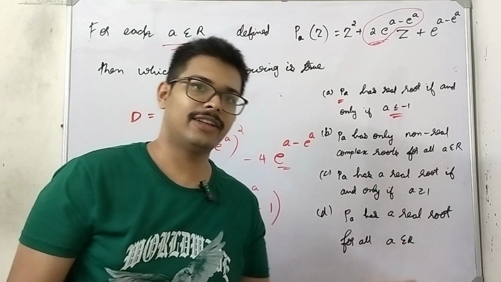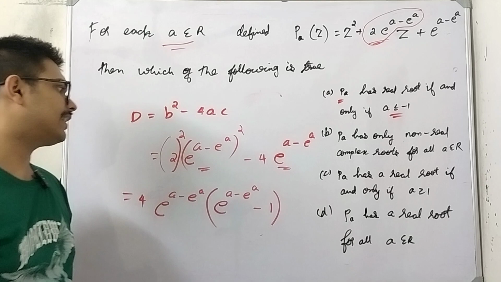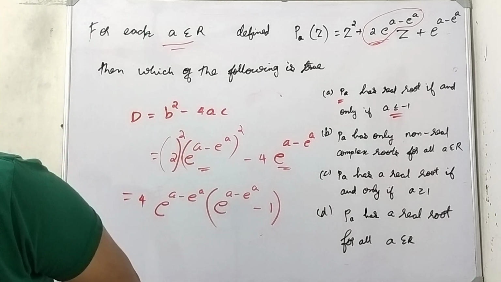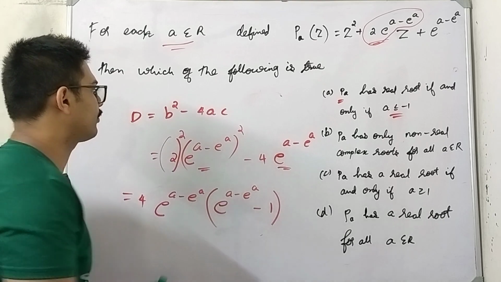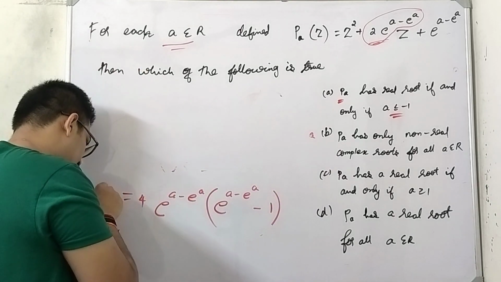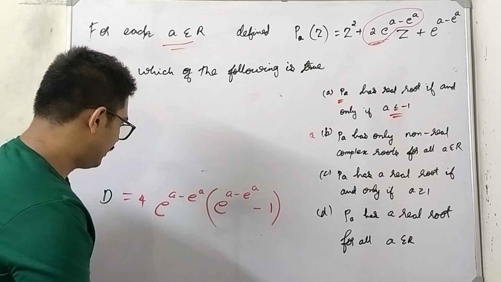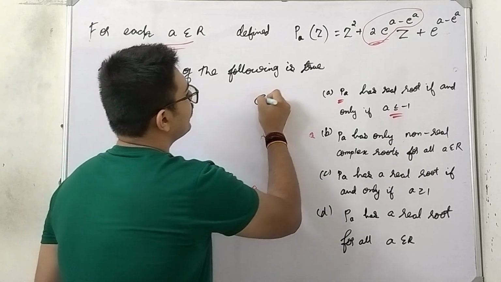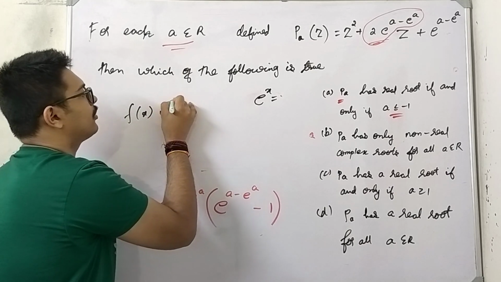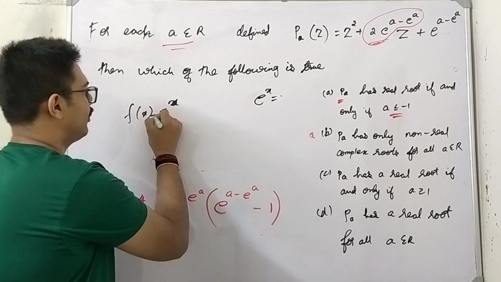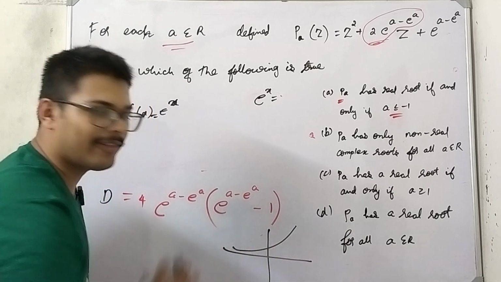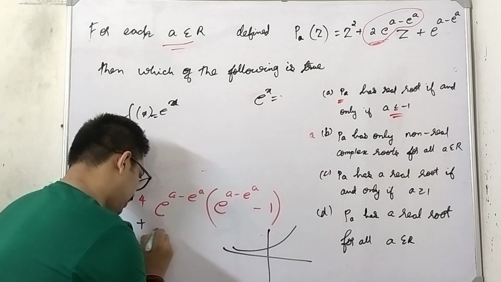Now we need to find for which values of a the d value is greater than 0. We can check 2 or 3 conditions. This is the value of d. See, e raised to x is always positive, which means f of x equal to e raised to x is always positive. The exponent function is always positive. The graph of the exponent function will be like this. Whatever value you put, the y value is always positive, which means this is positive, this is positive.